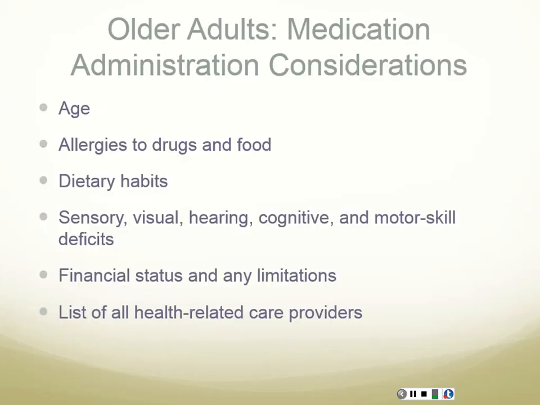Okay. Medication administration considerations in the older adults. Obviously, we need to look at their age. We need to look at allergies. We need to do that with any patients. Okay, their dietary habits. Do they have any sensory, visual, hearing, cognitive, and or motor deficits? This is going to affect their compliance and adherence and their ability to self-medicate. What is their financial status, and do they have any limitations? Do they have access to their medications? Can they afford them? Okay.